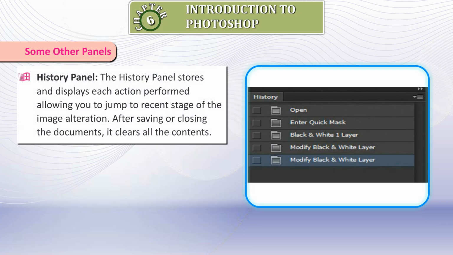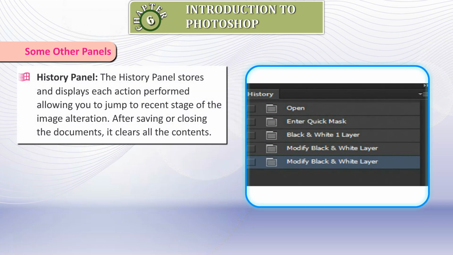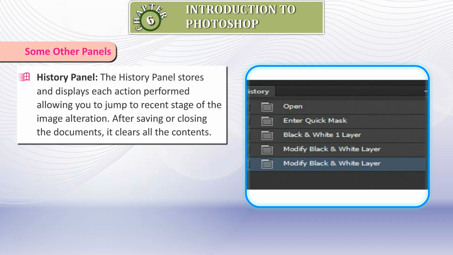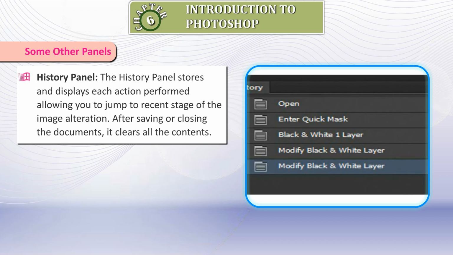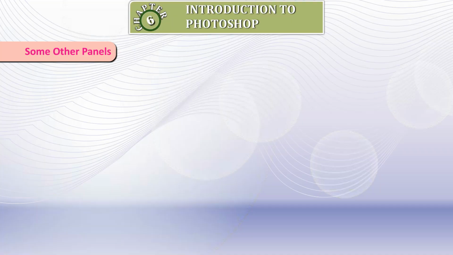History panel. The History panel stores and displays each action performed, allowing you to jump to a recent stage of the image alteration. After saving or closing the document, it clears all the contents.